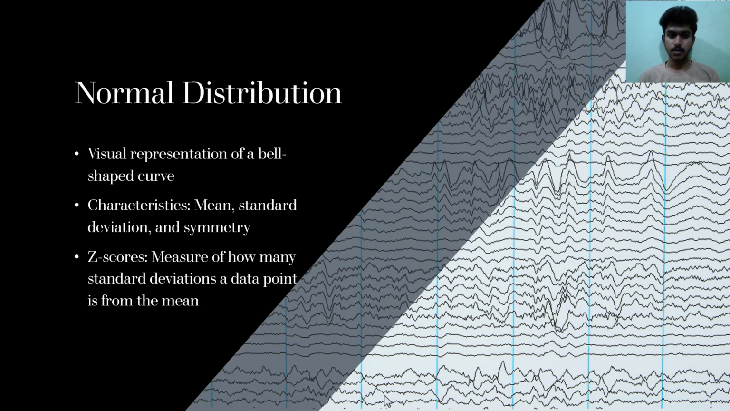Normal distribution. Visual representation of a bell-shaped curve. Characteristics: mean, standard deviation and symmetry. Z-scores: a measure of how many standard deviations a data point is from the mean.